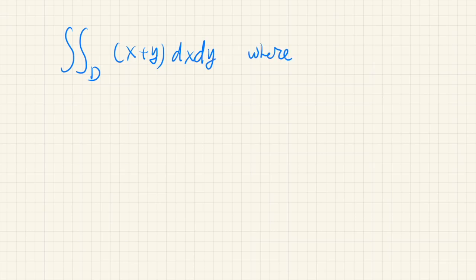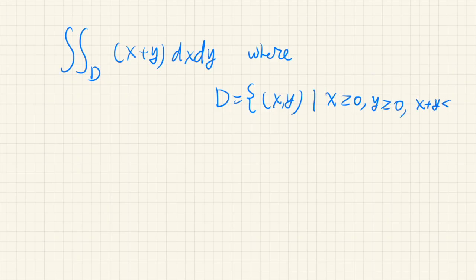Okay, let's see a few examples. Let's consider this integral, x plus y dx dy, where D is this region: x is non-negative, y is non-negative, and x plus y is less than or equal to 2. So we want to integrate this function over this region.